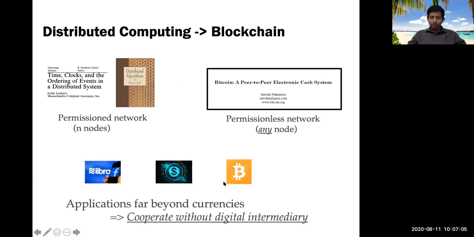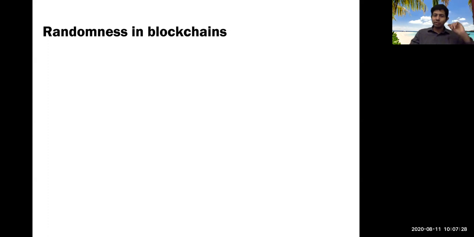There are many emerging protocols, and some of them make decisions to be more permissioned versus permissionless. But I want to point out that the applications of these protocols go far beyond currencies, as, for example, Filecoin is clearly an example of. The broader principle here is whenever you can cooperate without the existence of a digital intermediary. I'm not going to spend any more time on it because I don't want to sell ice to Eskimos.